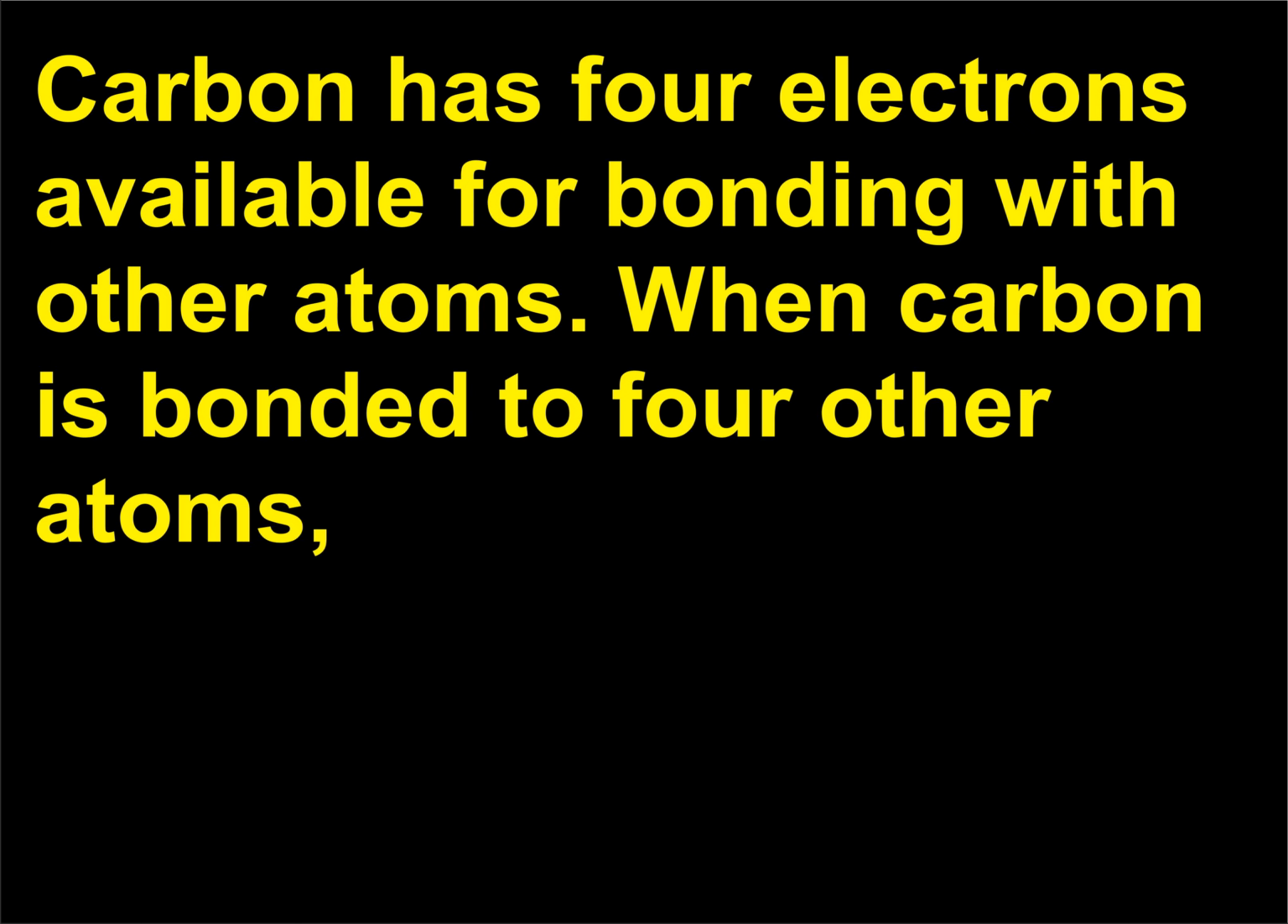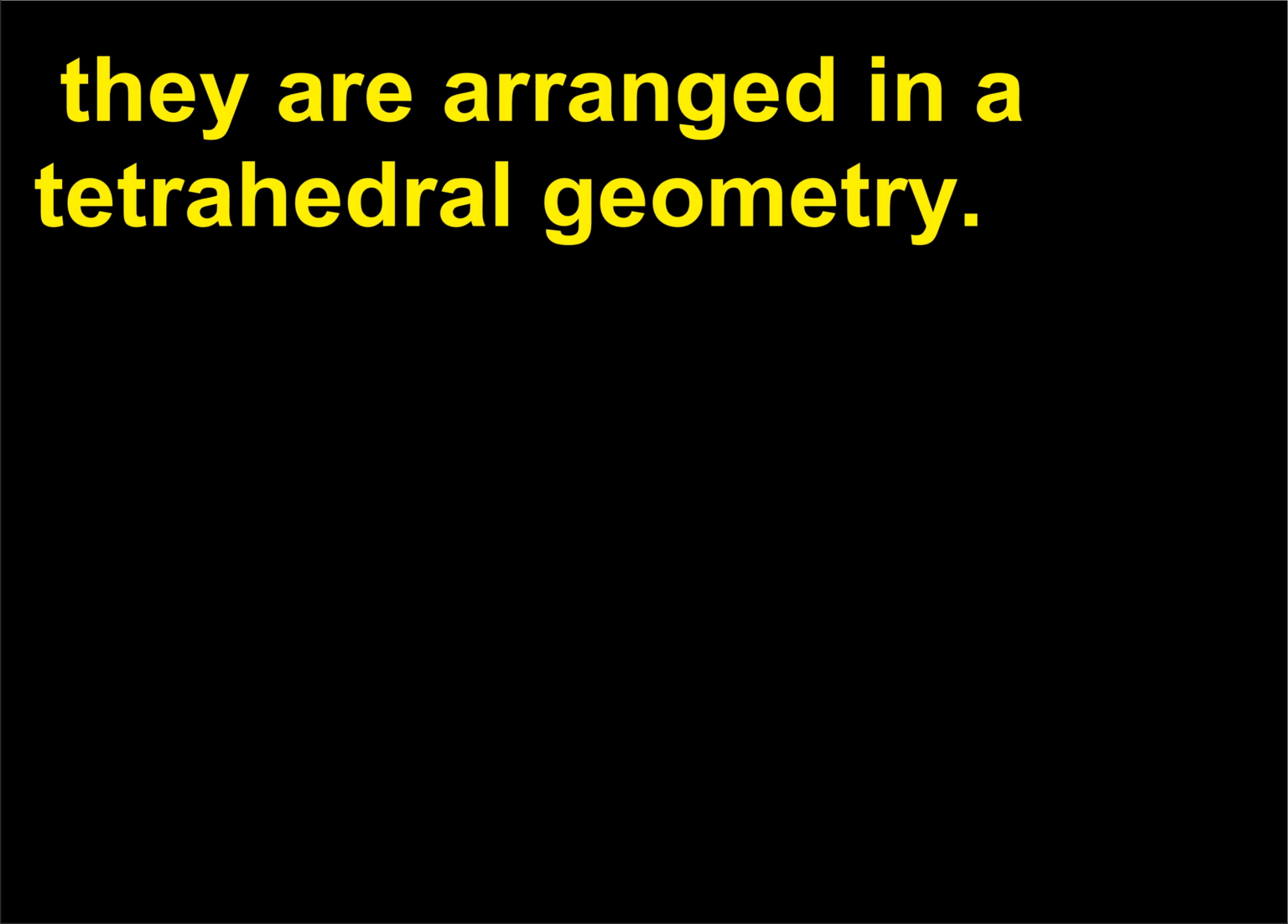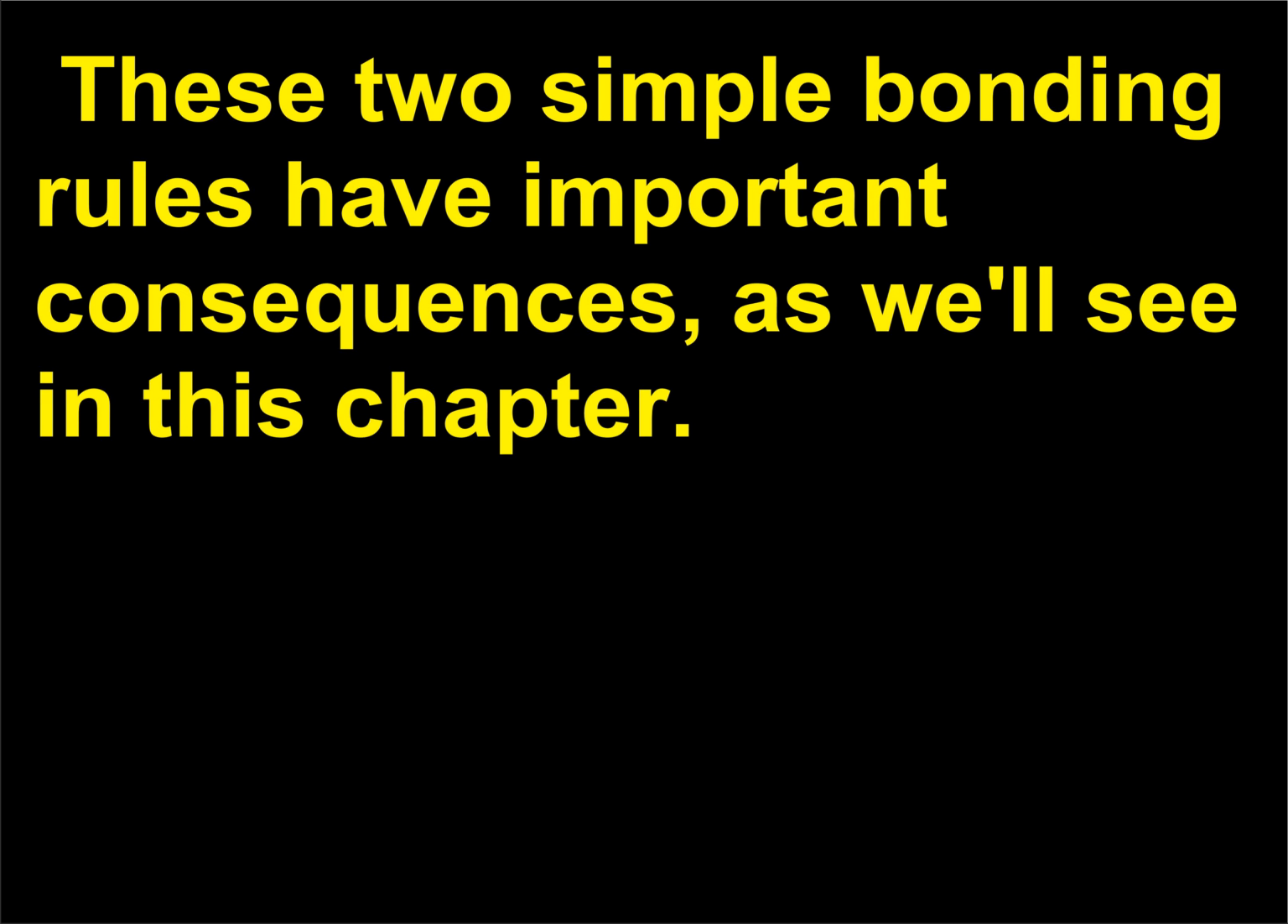Carbon has four electrons available for bonding with other atoms. When carbon is bonded to four other atoms, they are arranged in a tetrahedral geometry. These two simple bonding rules have important consequences, as we'll see in this chapter.